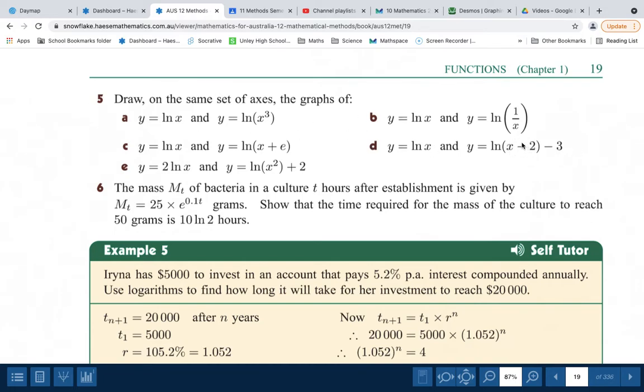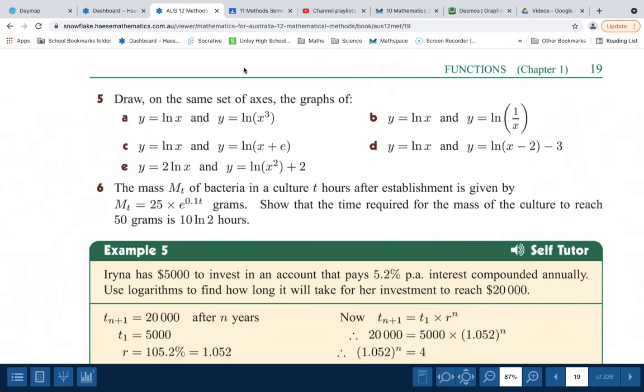You can see there's a horizontal translation 2 units to the right compared to this reference y equals log x. Y equals log x minus 2 moves 2 units to the right and 3 units down. You can find the x-intercepts using powers of e.